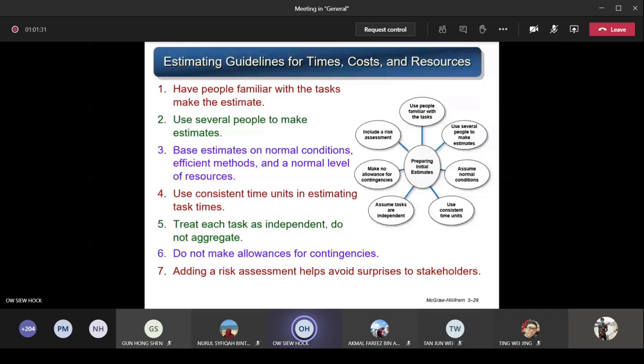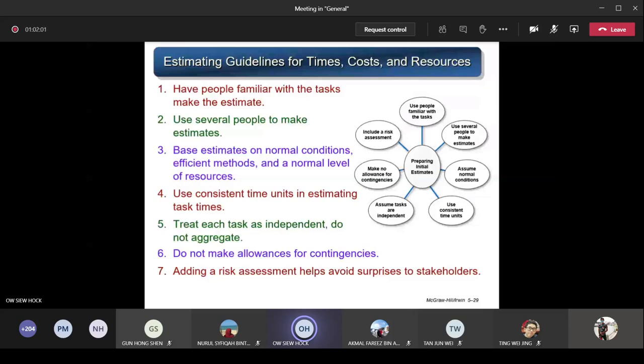You treat each task as independent, do not aggregate. That means each task, each WP, I don't depend on you. In real life, maybe they are dependent. One task is dependent on another task, that's called task dependency. But when you do estimation, you treat them as separate. I don't depend on you, you don't depend on me. You just do the estimation on your own, okay? In real life, definitely it's not so, but when you do estimation, you just treat it that way. They are all independent tasks, okay? Don't go and sum them up.